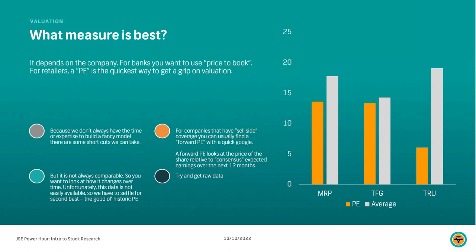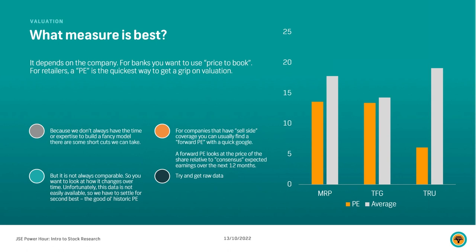So in this case, the orange bars are the PE ratios, the historic PE ratios for Mr. Price, the Foschini Group, and for Truworths. You can see that Truworths is the cheapest of the bunch. But if you go back to the income statement, you would have seen that they actually grew the slowest of all of these companies, and that they're probably going to continue to grow the slowest if you think about where in the market they are playing and where we are from a macroeconomic perspective.